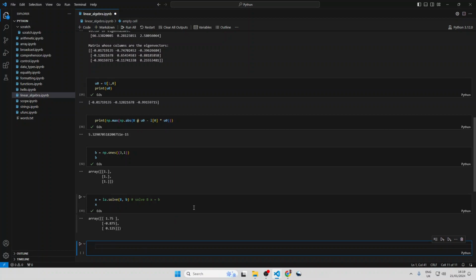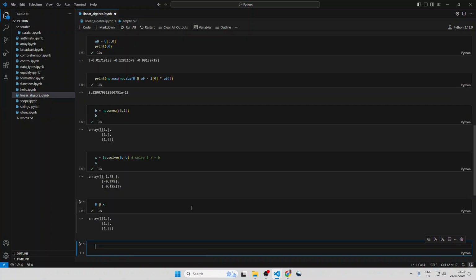Okay, and let's just check we did it right. So remember, we multiply B by x, we do B at x, and that's 1, 1, 1. And let's just subtract off our b. Okay, so we just get an array of zeros. So indeed, we've succeeded in solving the equation Bx equals b. And that will do for this initial tour of the linear algebra stuff.